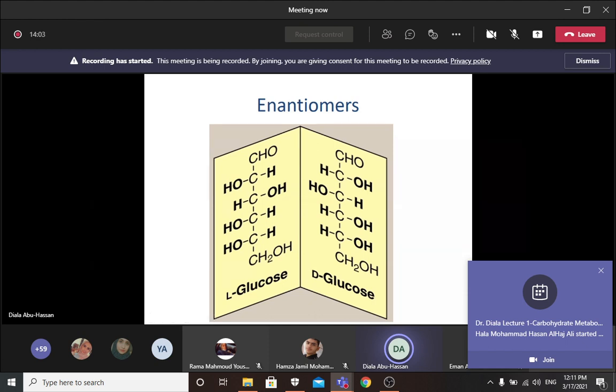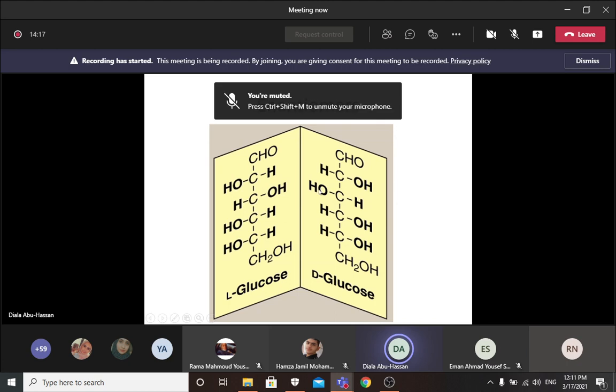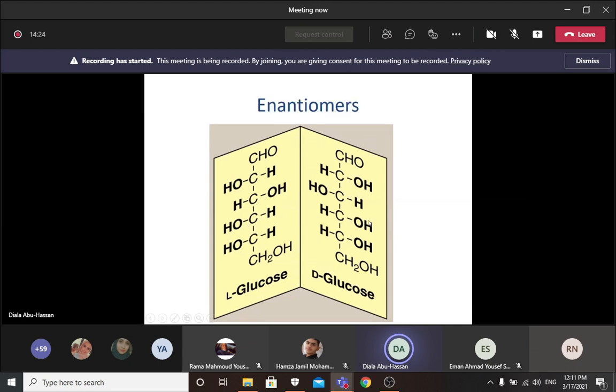So all of the OH groups, as you can see in here, were reversed. On this side, this one was on the left. Now the first one, on carbon number 2, it was on the left. On carbon number 2 on D-glucose, it's on the right. On carbon number 3, right, left. Carbon number 4, left, right. Carbon number 5, left, right, etc.